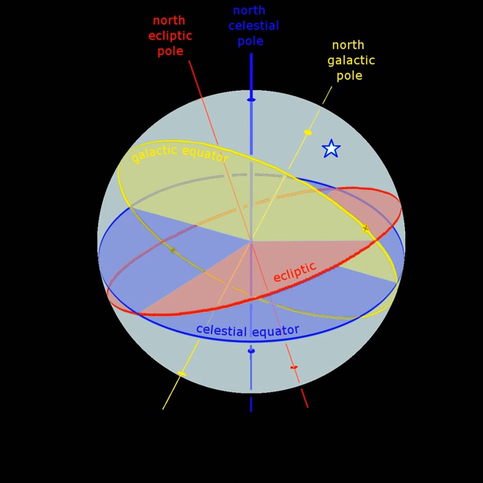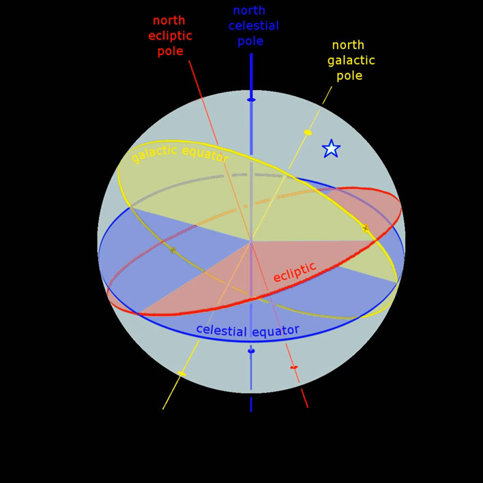Horizontal coordinates: A, azimuth; a, altitude. Equatorial coordinates: alpha, right ascension; delta, declination; H, hour angle. Ecliptic coordinates: lambda, ecliptic longitude; beta, ecliptic latitude. Galactic coordinates: l, galactic longitude; b, galactic latitude.